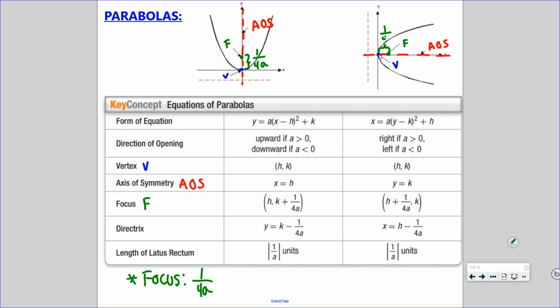And the focus is always inside the parabola. The directrix is that line outside the parabola. So in a happy face or sad face, it's a horizontal line. In a left-right, it's a vertical line. And this is exactly how many units away from the vertex? Also 1/4a. You can think of it as negative if it's below, but I also think of distance as positive, so it's 1/4a units away from the vertex.